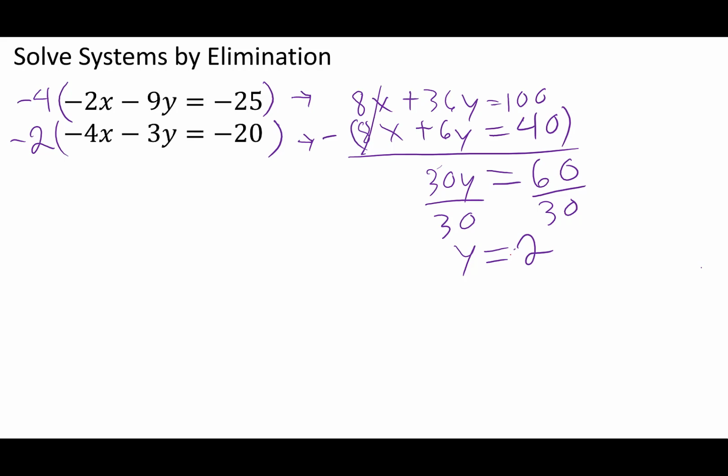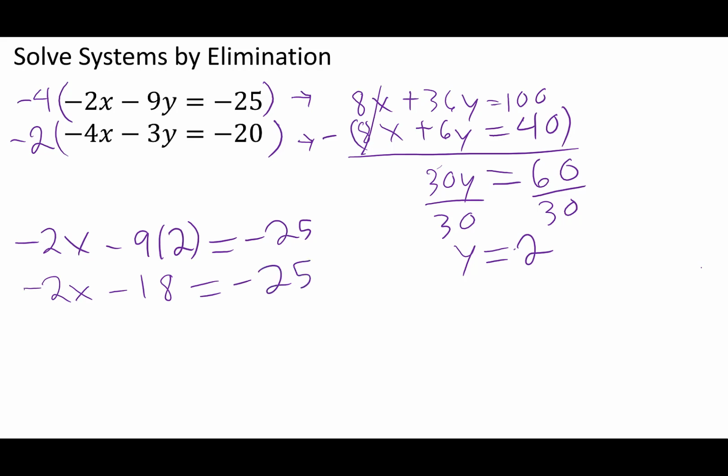All right, now that we've got y, we need to find x. So I'm going to use the top one this time. Negative 2x minus 9 times 2 equal to a negative 25. Simplifying that, I get negative 2x minus 18 equals a negative 25. Add 18 to both sides. Negative 25 plus 18 is negative 7. So I get negative 2x equals negative 7.